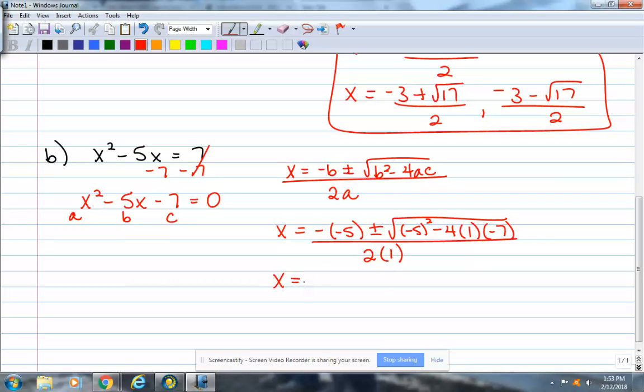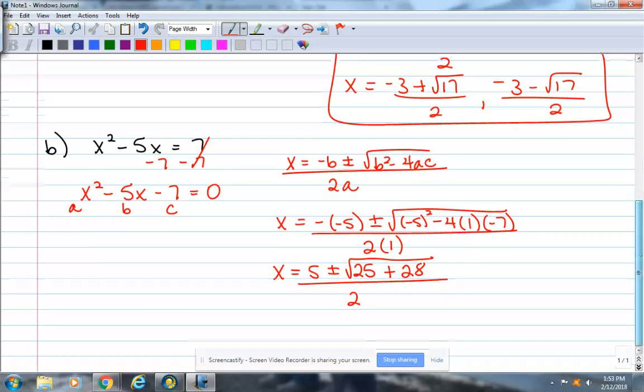So negative 5 is a positive 5, just like he said. Plus and minus. What's negative 5 squared? Not negative. A negative squared is always positive. Do not put that in your calculator. Calculators lie about that. So you got to know your brain. A negative times a negative is positive. And then that's negative 4 times negative 7, which is a positive 28. You can skip over the ones. And that's divided by 2 times 1 is 2.